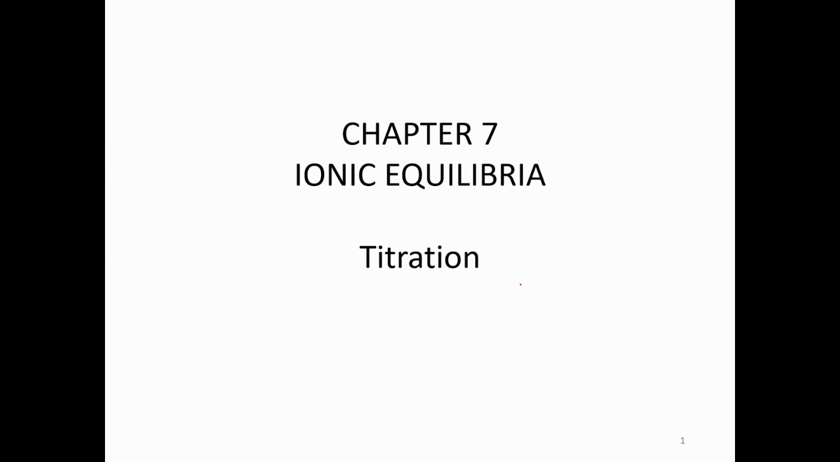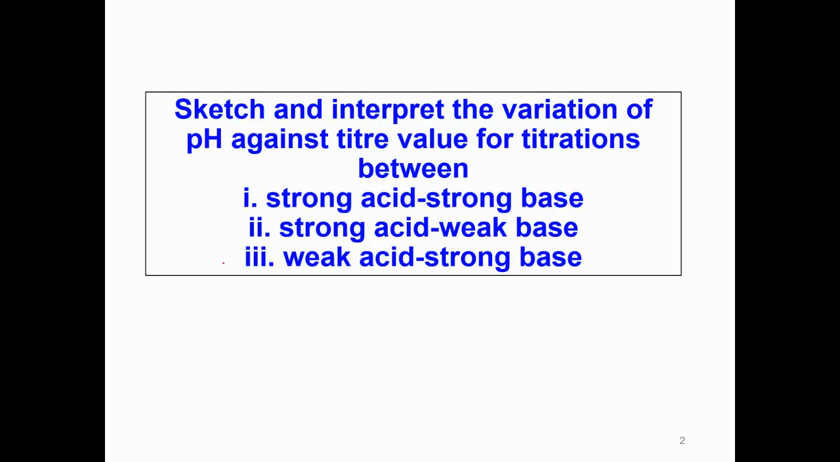Welcome to Chapter 7, Ionic Equilibria: Titration. Now let's proceed to sketch and interpret the variation of pH against the titrant volume for titrations between strong acid and strong base, strong acid and weak base, and weak acid and strong base. For this section, we will focus on strong acid and strong base.